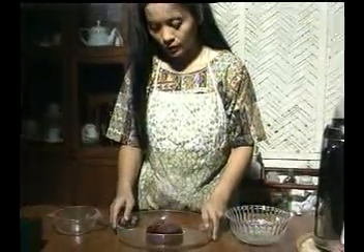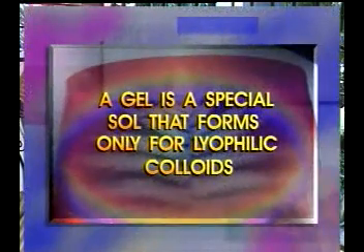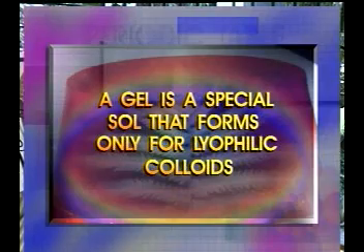On cooling, the protein molecules attract each other, forming a continuous solid network, somewhat like a beehive. Water is strongly attracted to gelatin and is trapped inside it. This structure characterizes a gel. A gel is a special sol that forms only for lyophilic colloids.